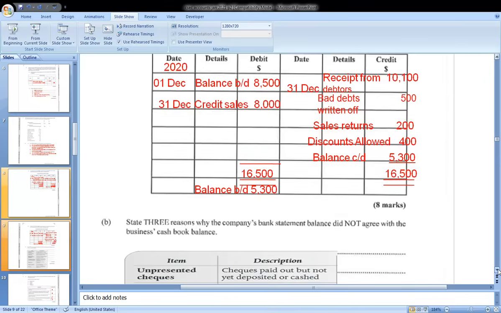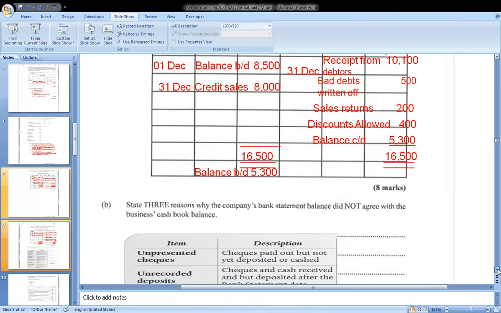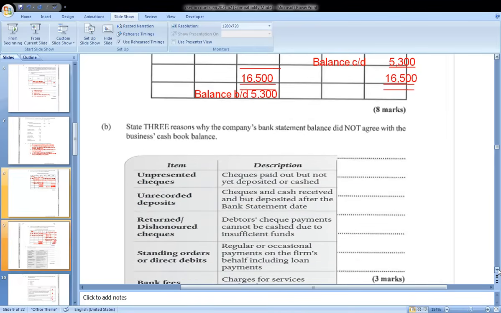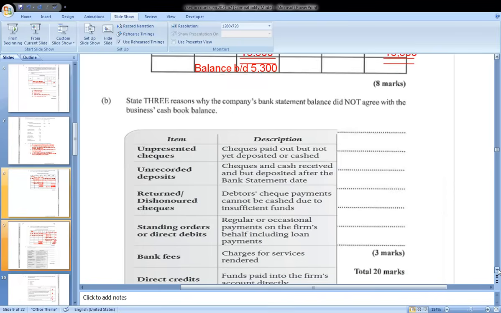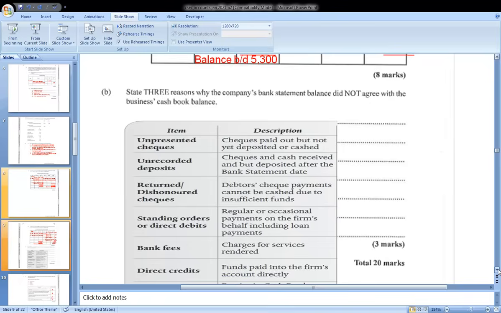Part B says, state 3 reasons why the company's bank statement balance did not agree with the business cash book balance. There are numerous reasons. 1, unpresented checks, which are checks paid out but not yet deposited or cashed. 2, unrecorded deposits, which are checks and cash received but deposited after the bank statement date. Then another reason is returned or dishonored checks, and another, standing orders or direct debits.